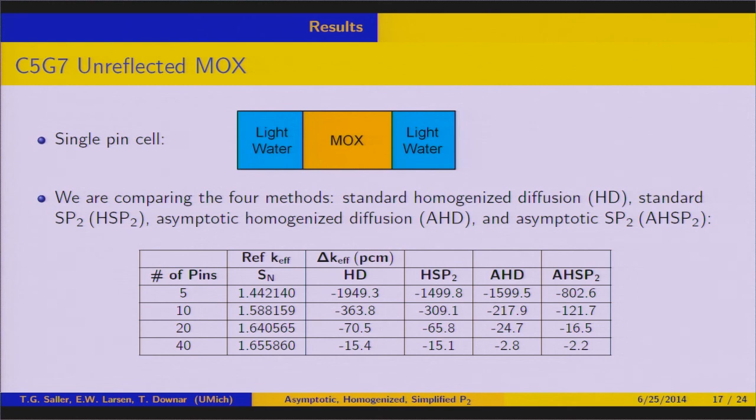And you can see that as you go from any of the standard ones to the asymptotic ones, especially asymptotic SP2, when you have very few pins, which is when these methods should be bad, you get improvements of a factor of 2 or more, which made me very happy when I first saw this.